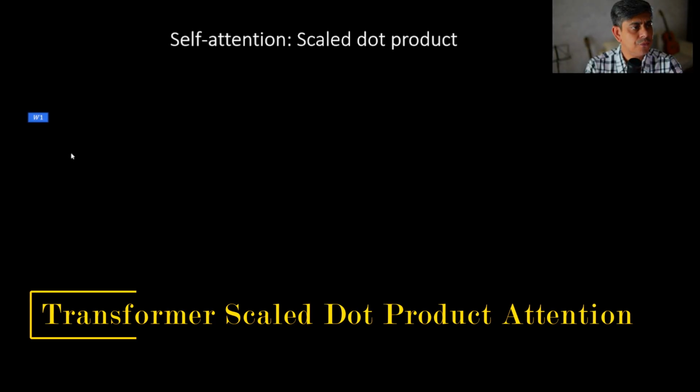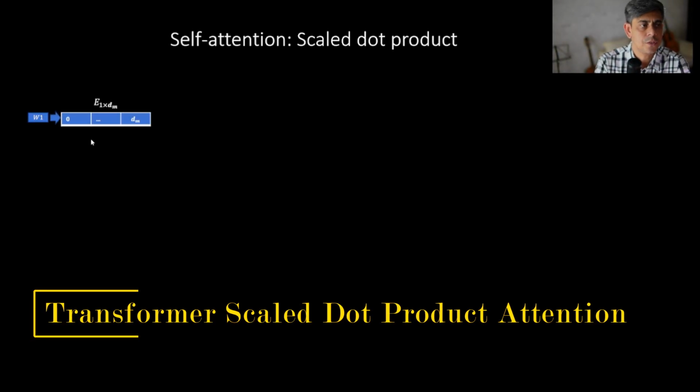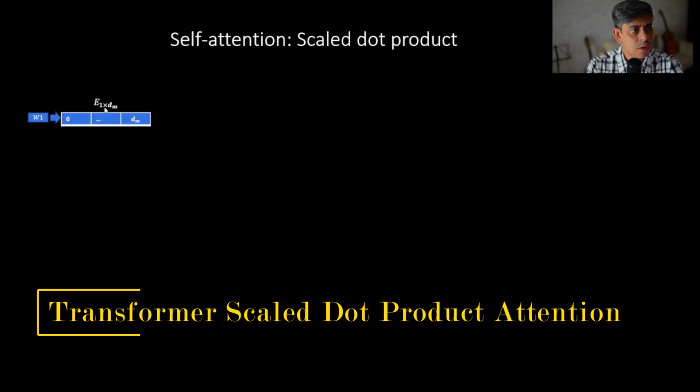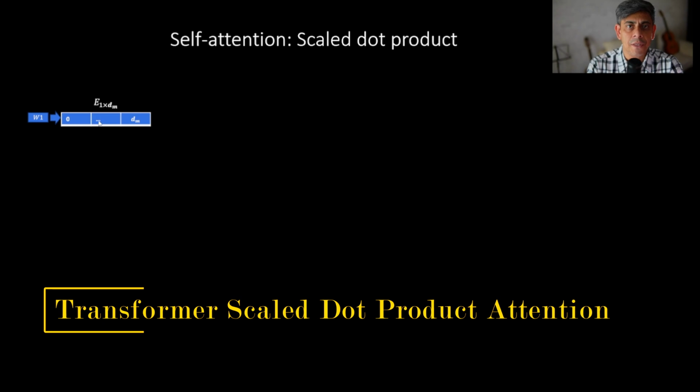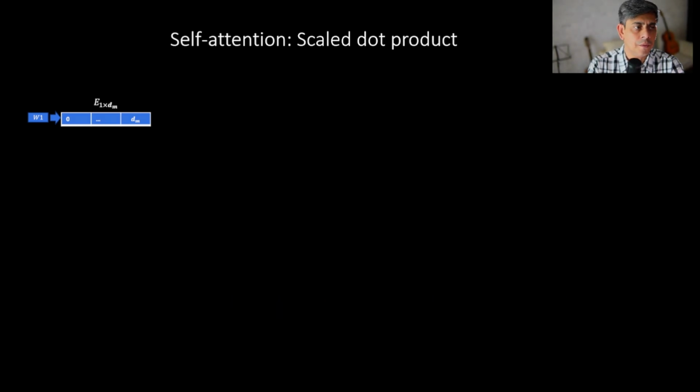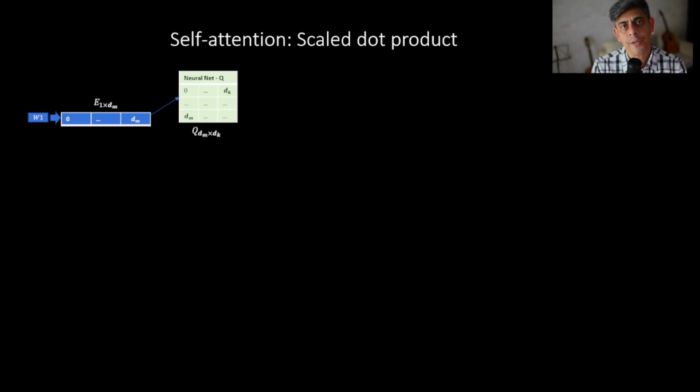Let's say the first word has appeared. First word after embedding. One word, therefore it is 1 cross dm, where dm is the dimension. Dm stands for the d model dimension, which is the embedding dimension, because these words are nothing but the embedded representation. It goes through a neural network.